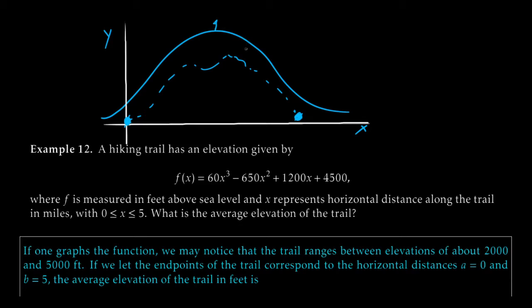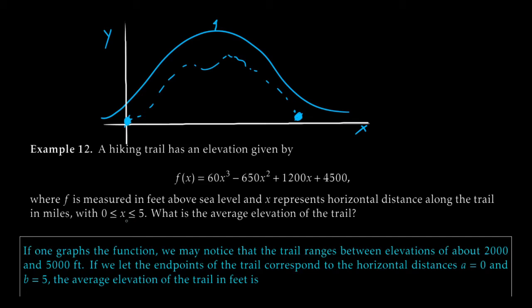Let's figure out how bad of a hike this is gonna be. Is this gonna kill us? I don't know, let's find out. So here f is measured in feet above sea level, x represents horizontal distance, f of x gives us the height, and we're just looking from 0 to 5. So x is in miles. This is saying that the horizontal distance of the trail is 5 miles.